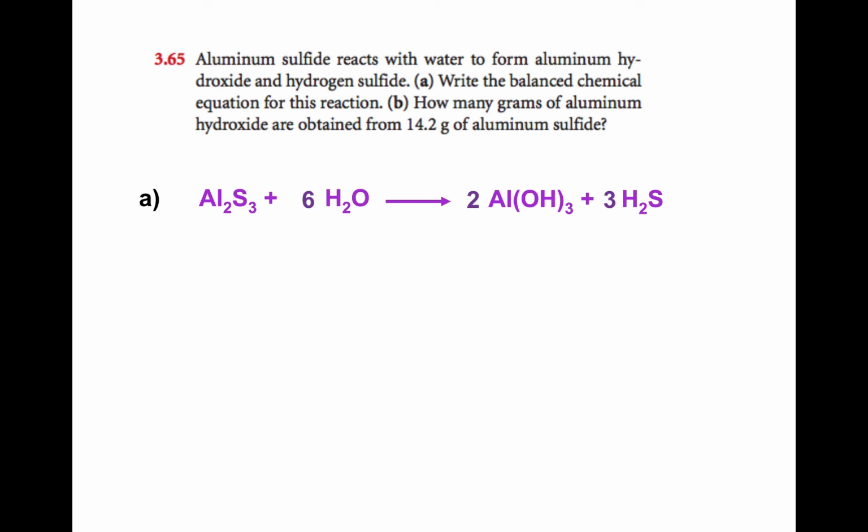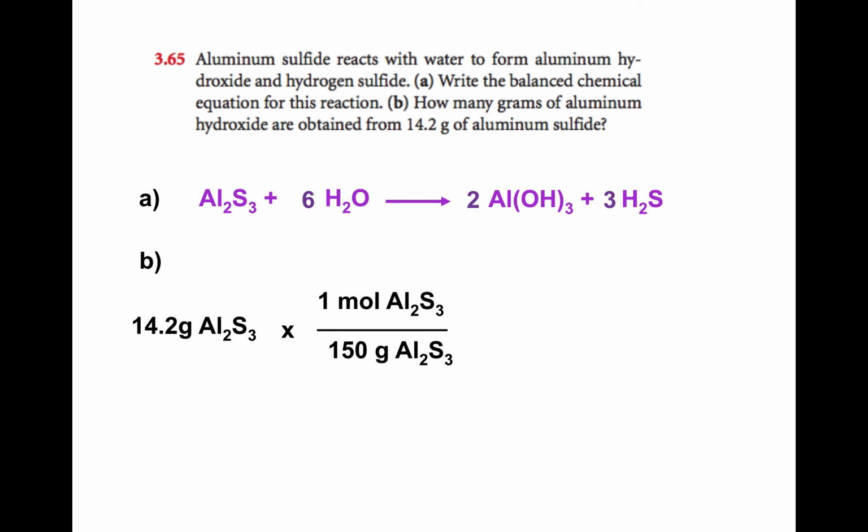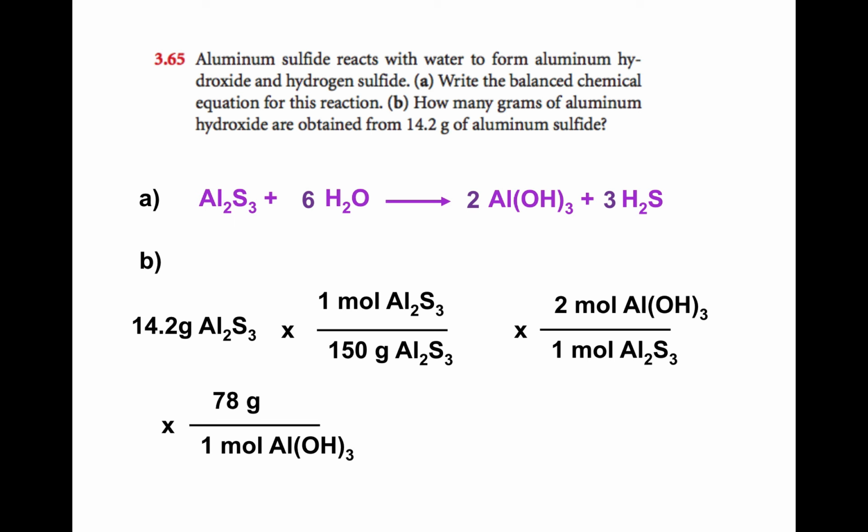B, how many grams of aluminum hydroxide are obtained from 14.2 grams of aluminum sulfide? All right, so this is a very straightforward mass-to-mass problem. You're given grams of the reactant, aluminum sulfide. Use the molar mass of aluminum sulfide to get to moles. Then use the coefficients in the balanced equation to convert from moles of aluminum sulfide to moles of the product you're interested in, the aluminum hydroxide. And then they wanted grams. Use the molar mass of aluminum hydroxide to get back to grams. Everything cancels except for what you want: how many grams of aluminum hydroxide are produced.